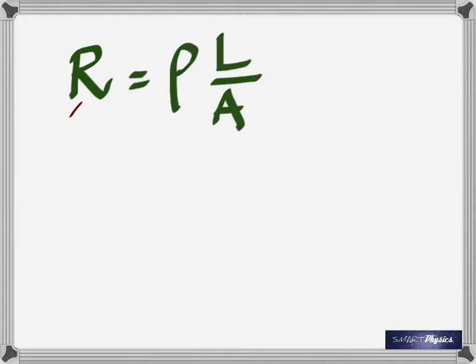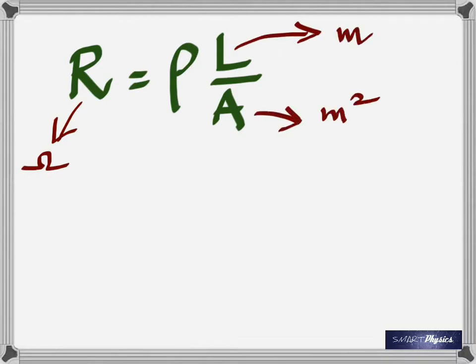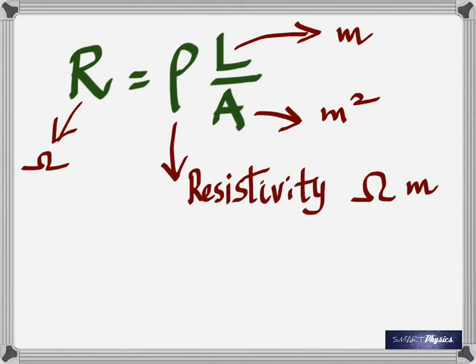Resistance depends on 4 factors, and here we have 3 of those factors. The resistance of a conductor depends on the material, which is represented by the resistivity of that material, the length of the conductor, and the area of cross-section. Resistance is in ohms, length is in meters, and area must be in meters squared. Rho is the resistivity, its unit is ohm meter.